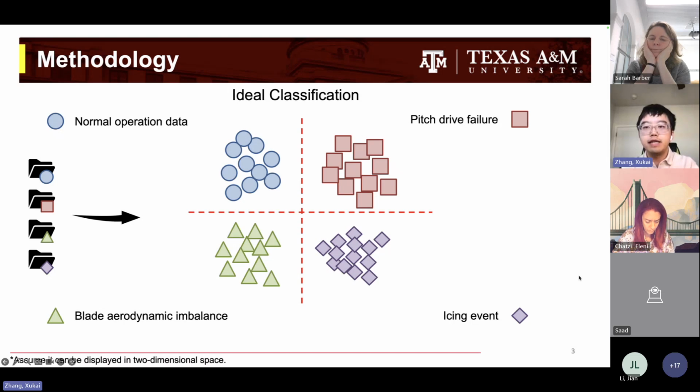Ideally, when we combine data from all these 4 events and classify them, we expect to see clear distinctions. Here we use different colors and shapes to represent each event and assume the data can be visualized in a 2-dimensional space. In this case, it should be 4 separate clusters.